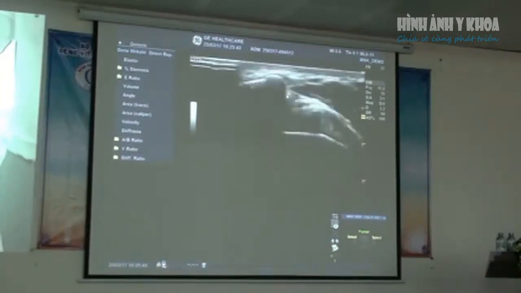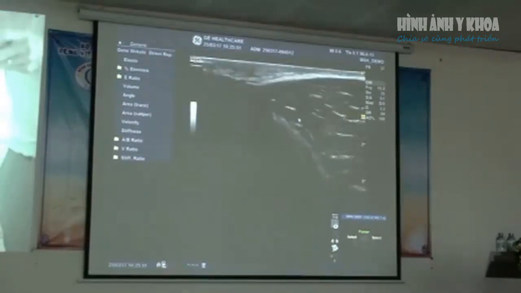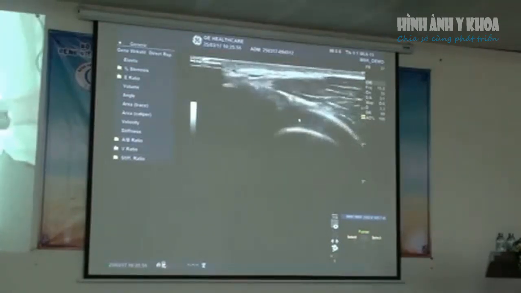This is the acromion. So this is the bursa. This is the tendon. Just get the patient to bring their arm up and pull it back.